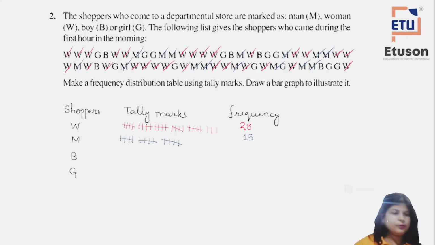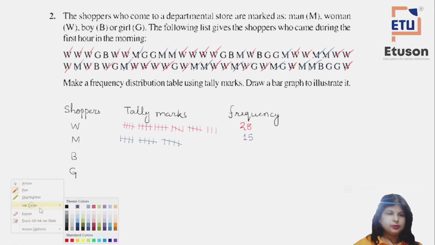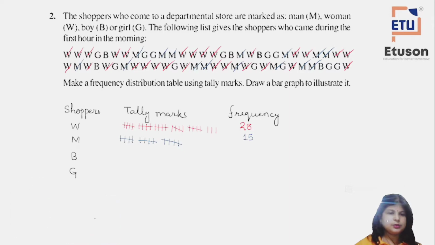Okay. So frequency of the men is 15. Now let us count for the boys. Okay. So let us take boys as some other color, suppose I have taken green color to mark boys.